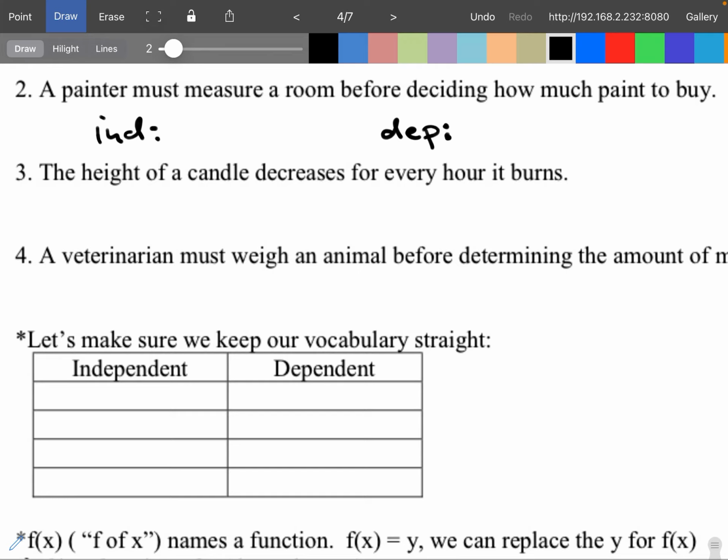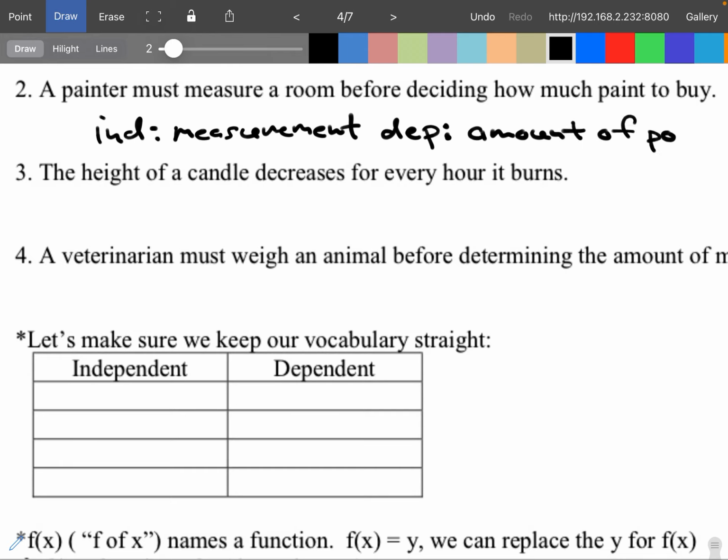A painter must measure a room before deciding how much paint to buy. So does the amount of paint depend on the measurements, or do the measurements depend on the amount of paint? The paint depends on the measurements. Yeah, you would measure the room first, right? And that would determine how much paint you would buy. So the measurement is going to be the independent.